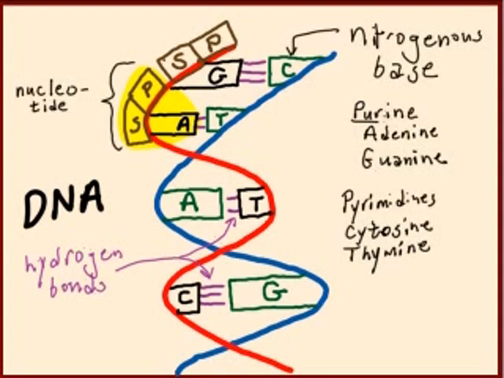There are 4 nitrogenous bases shown here. Adenine, guanine, those are the purines, those are the large ones, and 2 pyrimidines, the smaller ones, cytosine and thymine. Now there's one other nitrogenous base, and these go in the second type of nucleic acid, and that's going to be RNA.